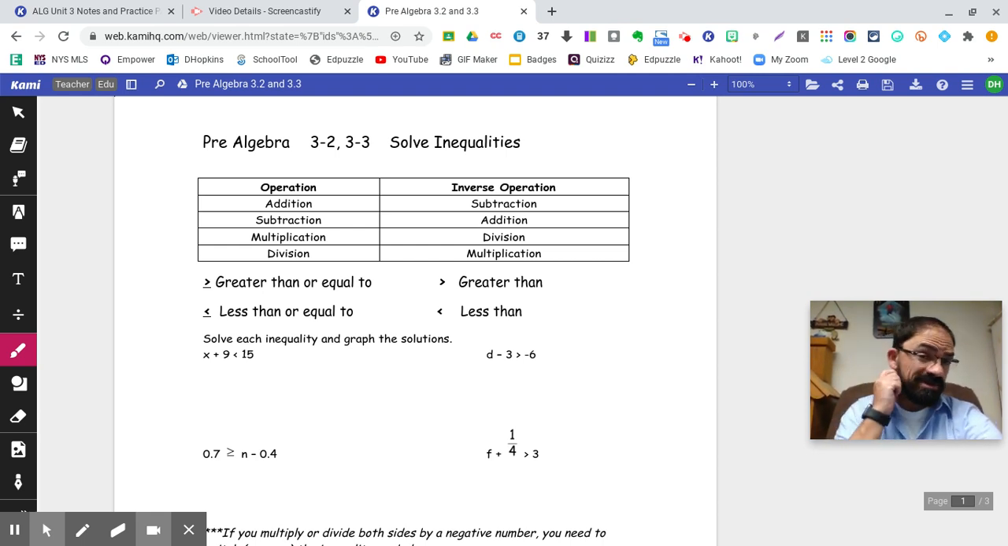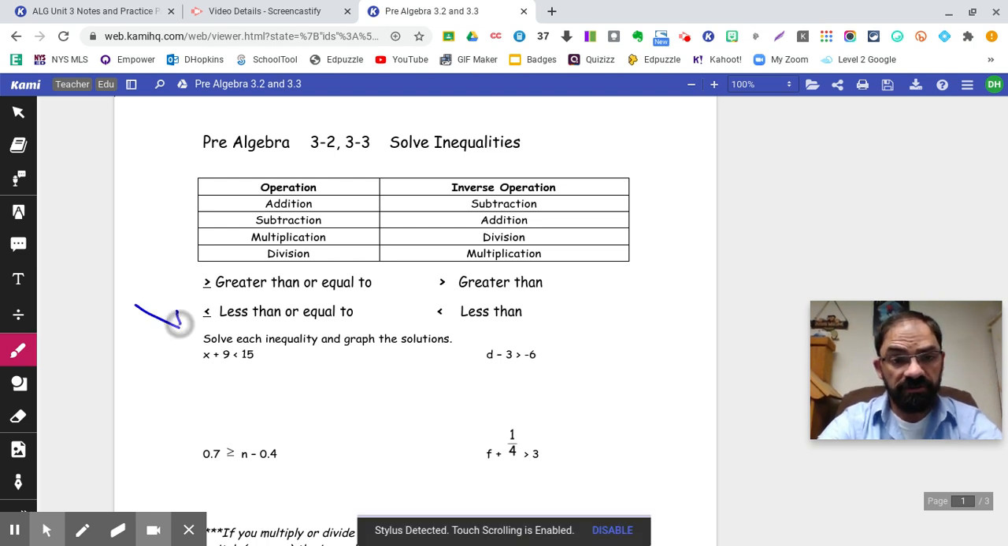Today we're in the second section of Unit 3 and we're solving inequalities. We will use the same rules that apply to solving equations. We'll always add a couple more as we go through it. So let's get started. The inverse operations up here are the same as when we solve equations. We learned about greater than, greater than or equal to, less than, and less than or equal to in the previous lessons. So let's get right after it down here. It says solve each inequality and graph.